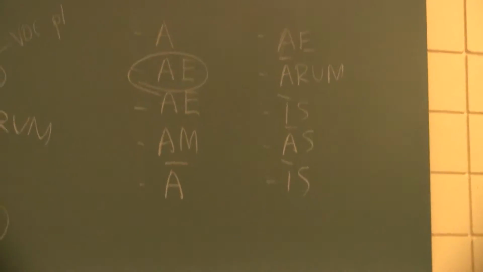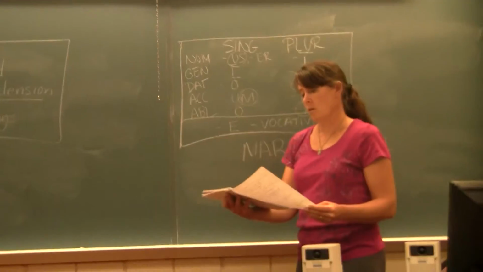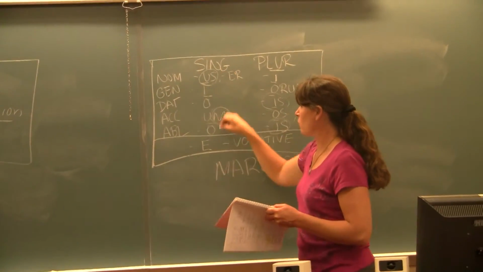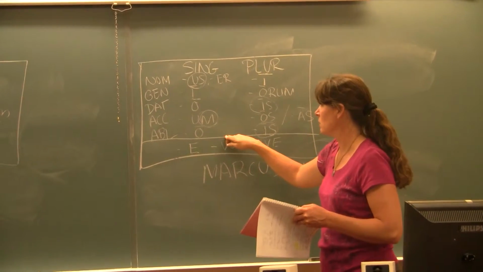Oh, I see it. Because instead of the A, it has the U. Alrighty. That makes a difference. Okay, so this is pretty straightforward. You just find the base of the noun and stick these endings on.